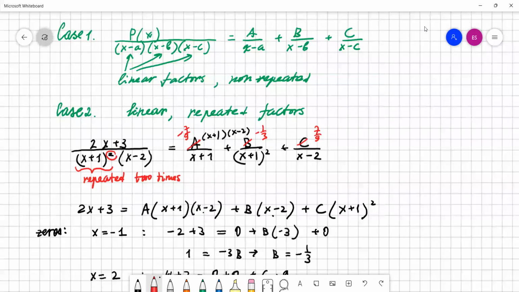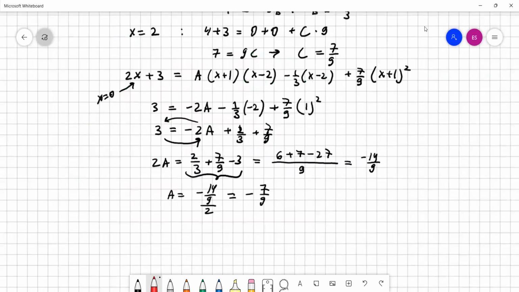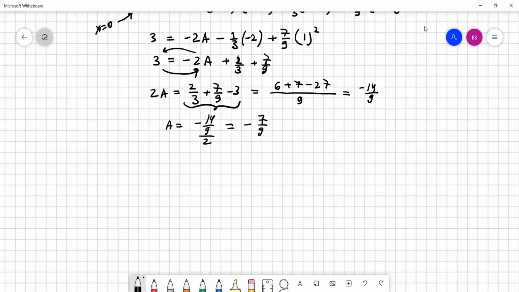The last case is going to be case 3. There are actually 4 cases, but we are going to stop at case 3, because you see that the calculations are more and more complicated. Irreducible quadratic factor.